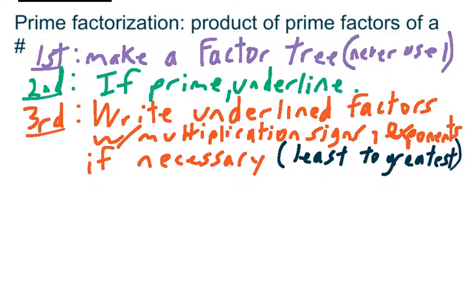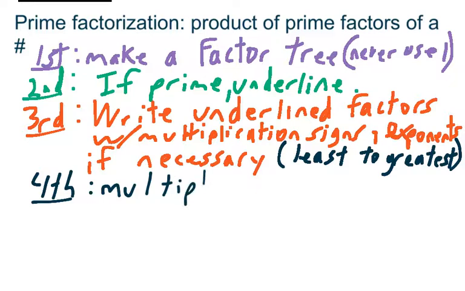And then our last step, after we have all our underlined factors multiplied, we want to double check our answers. So our fourth step is multiply to check. And if it doesn't multiply to give you the original number, then you've missed a factor. If it gives you too big of a number, you've used an extra factor. So always multiply to check.